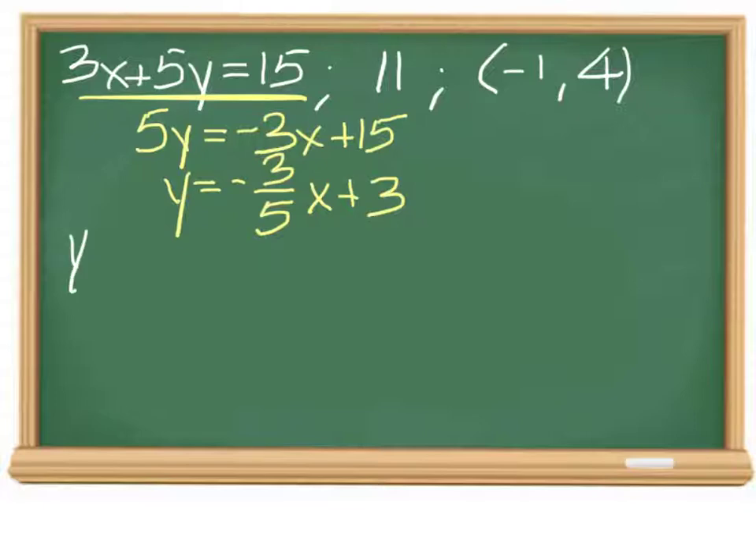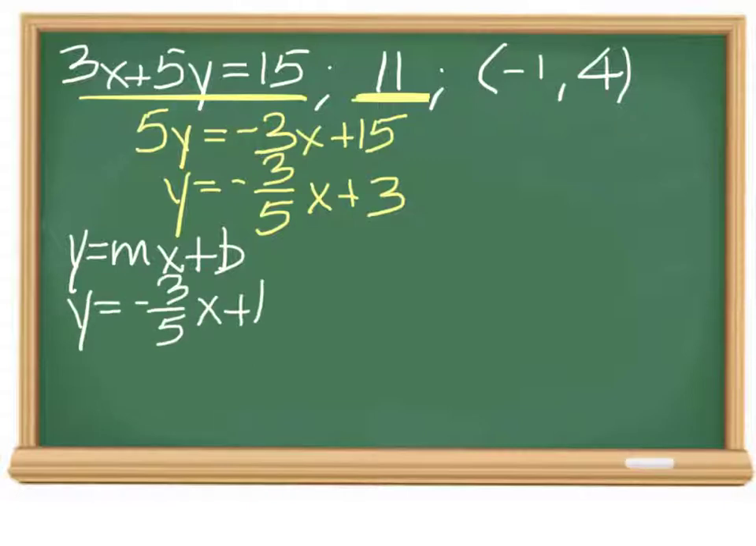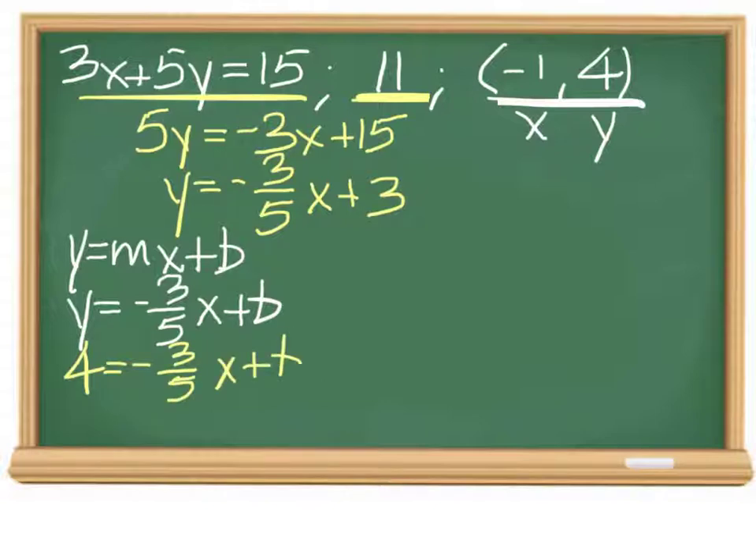Now you can start with y equals mx plus b. And since this is parallel, you can use this slope here in place of m. So that would be y equals negative 3/5 x plus b. Plug in the point x and y. When you do that, you have 4 equals negative 3/5 x plus b. Actually, there should be a negative 1 there in place of the x. That's something I do every time. Negative 1 in place of x.